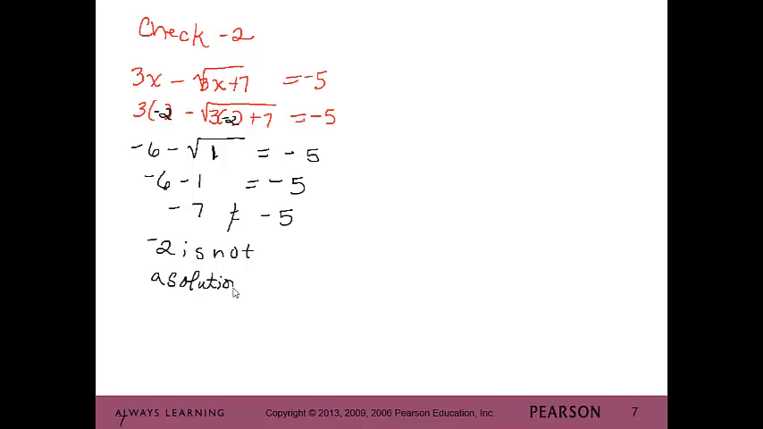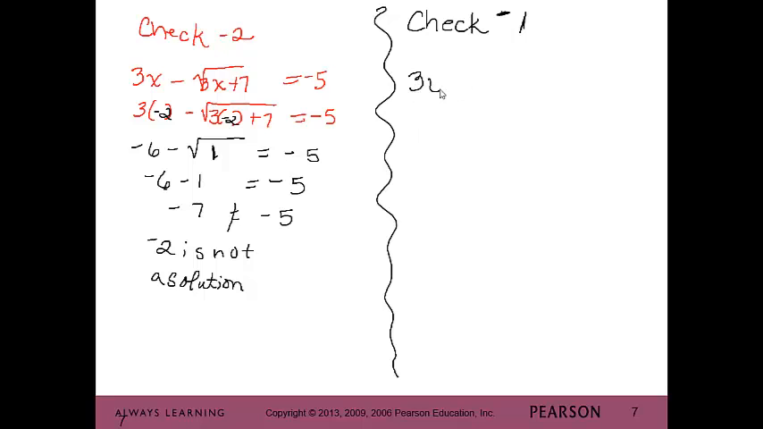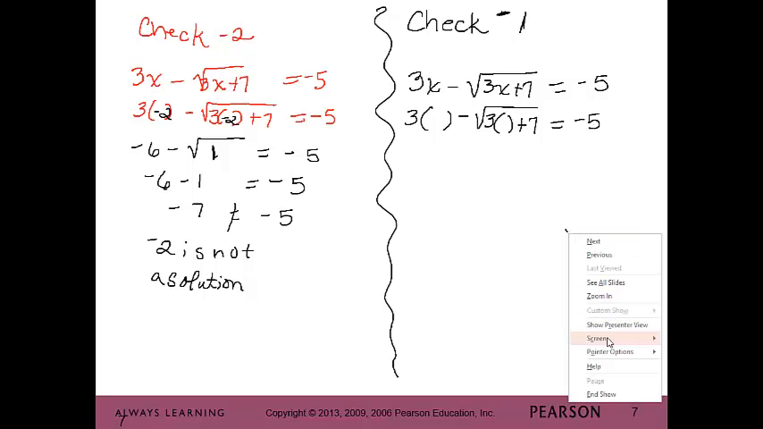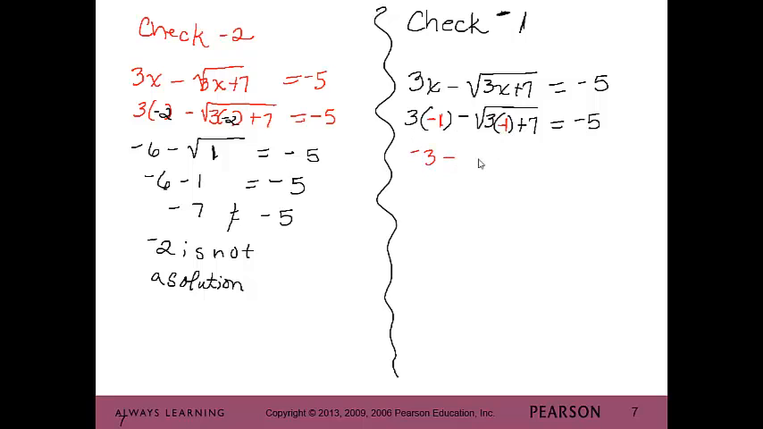Alright, we also have to check negative 1. And 3x minus the square root of 3x plus 7 equals negative 5. Okay, so we're going to plug in negative 1 for every place there's an x. So that'll be 3 times negative 1, which will give you negative 3, and then you minus the square root of negative 3 plus 7, which will give you 4, equals negative 5.